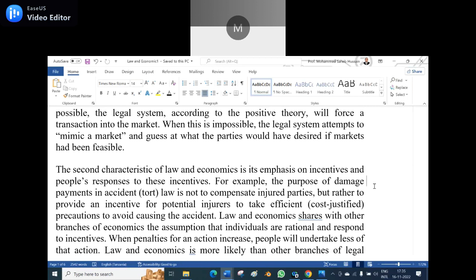So that is what they say: the law is not to compensate injured parties but rather to provide an incentive. What incentive? I told you, the extra amount, future losses, artificial leg, and each year the cost will increase. So you should increase 20%, or 30%, to make it cost justified. So it is an incentive for potential injurers to take efficient, justified precautions to avoid causing the accident.